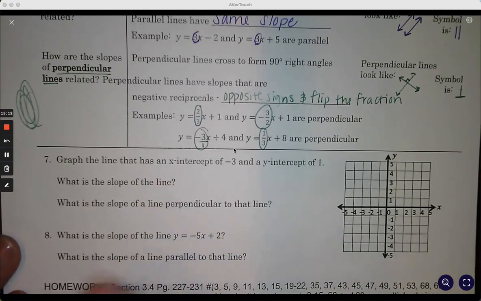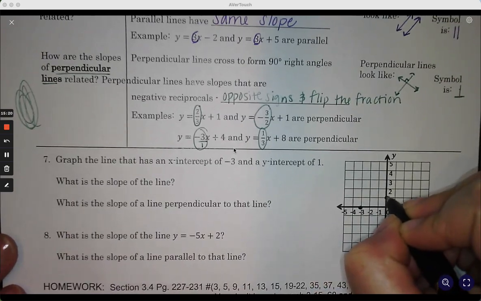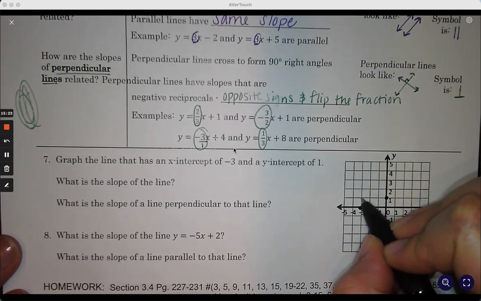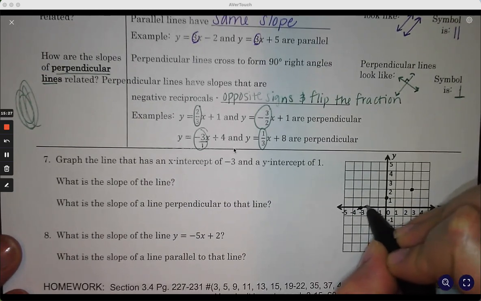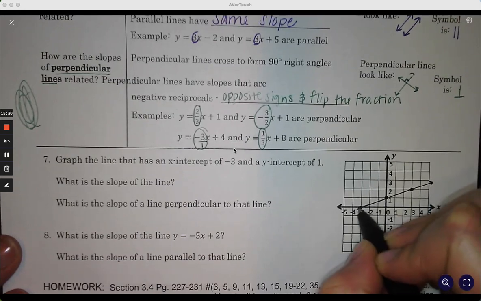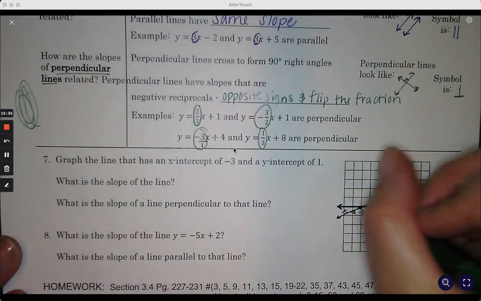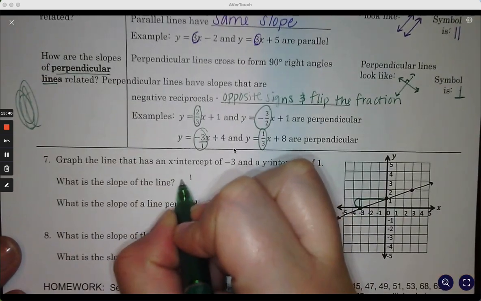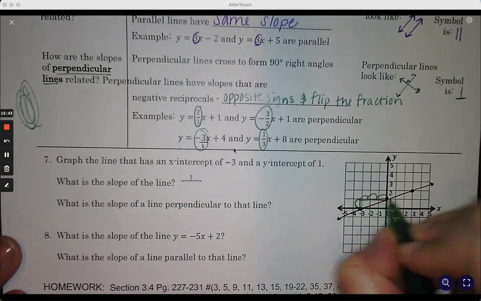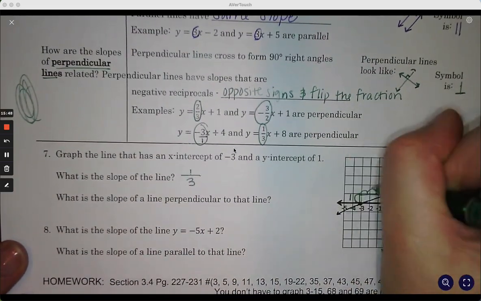Question number 7, graph the line that has the x-intercept of negative 3 and y-intercept of 1. So we go up 1 over 3. It's going to look something like this. What is the slope of the line? So up 1 over 3. We counted rise over run.